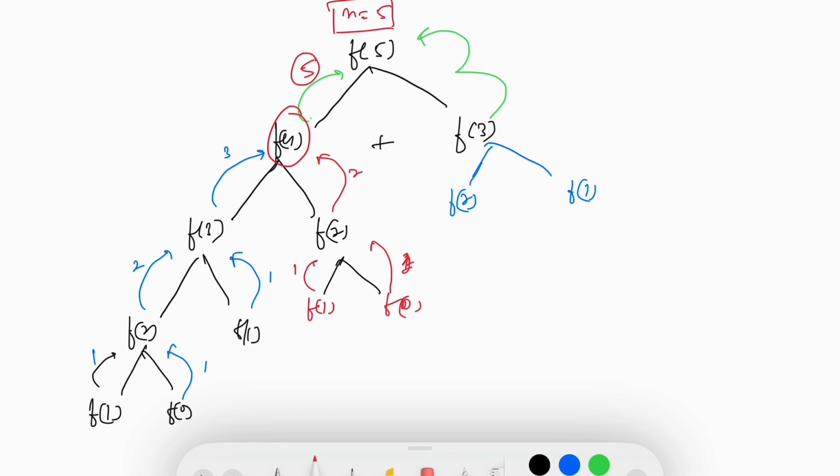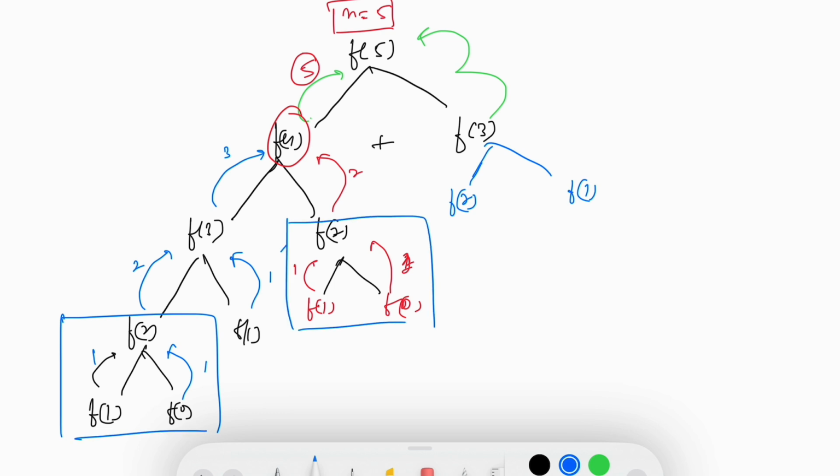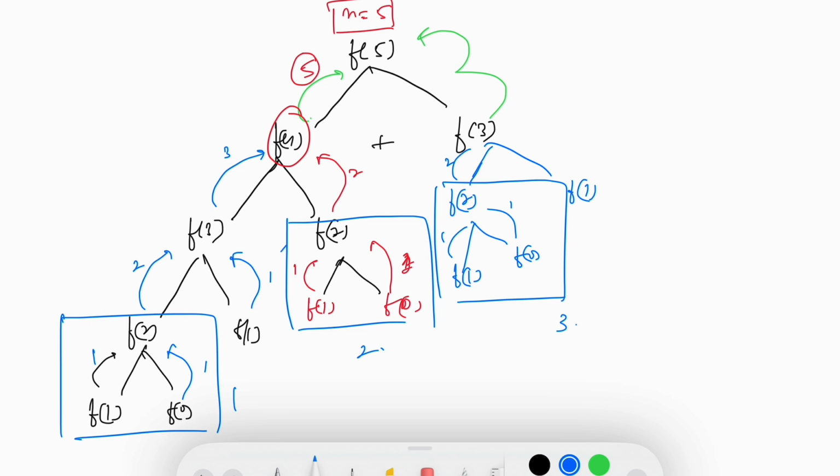For 2 we are again calculating. Here we have already calculated the f of 2, and then a second time we are calculating here, and a third time we are calculating f of 1, f of 0. So it is 1, 1. From f of 2 it is 2 ways, from f of 1 it is 1 way, from f of 3 we have 3 ways. So in total we have 8 ways. Okay, so 8 is our answer when our levels are 5.